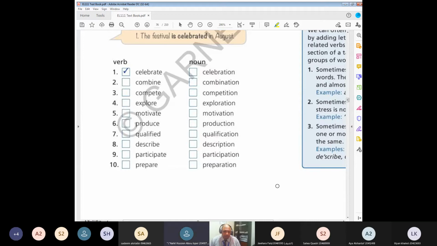Yeah, absolutely. To motivate is to make someone interested in doing something. And of course, the noun would be motivation. Thank you so much. Produce. Yeah, produce would be the verb, and the noun would be production. Qualified and qualification. So is it good or bad to be qualified? It's good. Qualified means that you're able to do something, that you have the qualifications to do something.